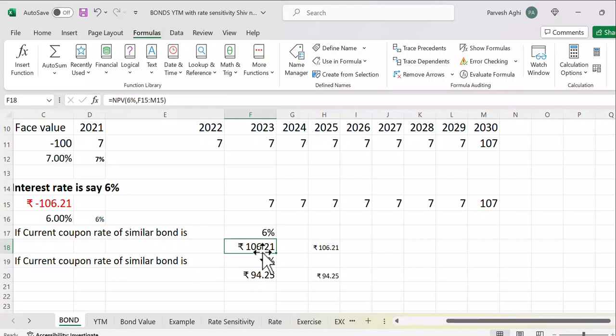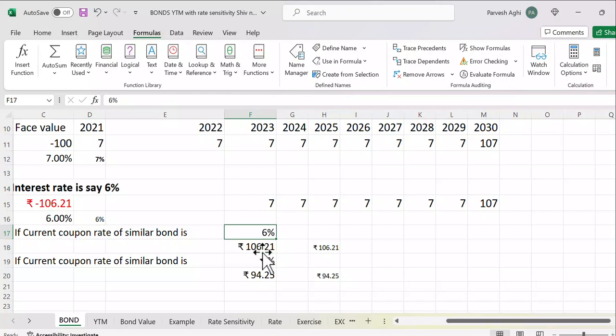So it will be better to buy a bond when its price has declined, or even buy at 100, whatever the price. Suppose you buy a bond at 106 rupees, and the interest rate is now 6%. If you think it will go to 5%, it's again the right time to buy, because the bond price may go from 106 to 110.